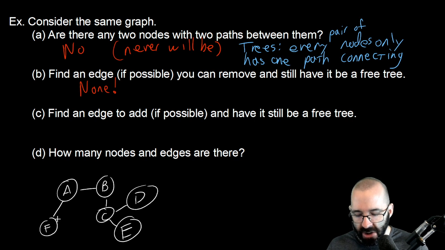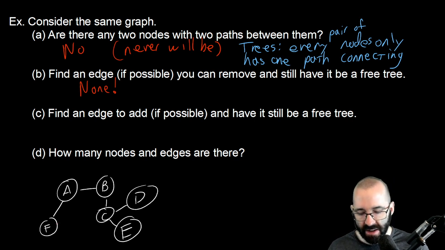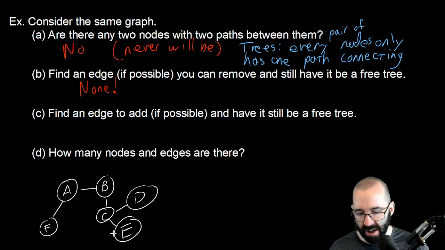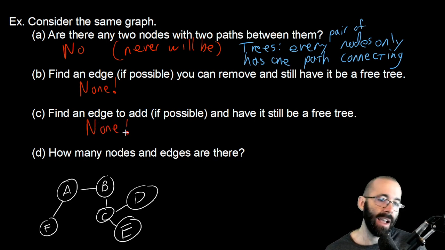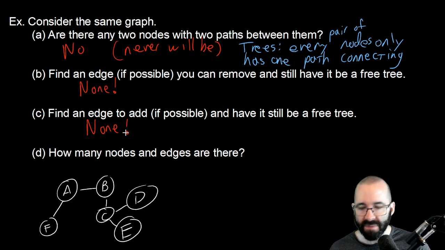Similarly, any edge that you add is going to break it. Any edge that you add is going to make it cyclic. There is no edge that you can make that does not create a cycle somewhere. So again, there are none. Every edge that we add, it won't be a tree anymore because it is going to become cyclic.